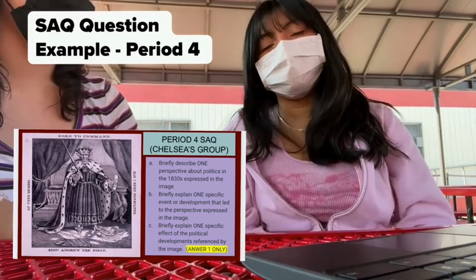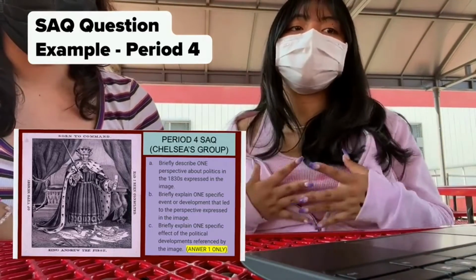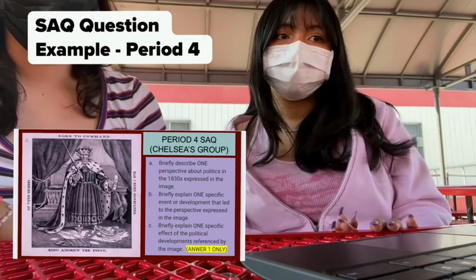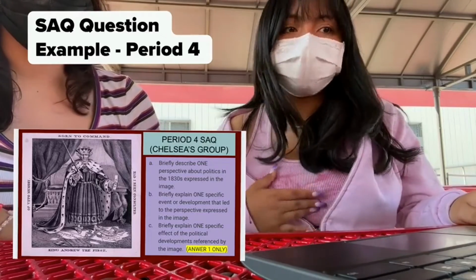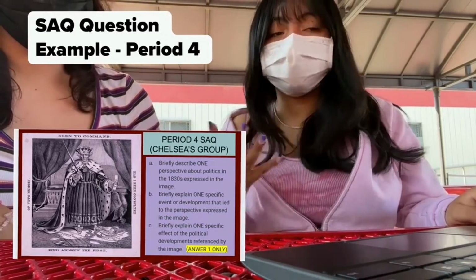So Darla, how do we begin? Well, for starters, we should identify what the question is asking us. Question B is asking us to explain one event that caused the image to depict Andrew Jackson as a king. Well, I could reference Andrew Jackson's opposition to Henry Clay's American system, which is what the Whig Party took offense to.